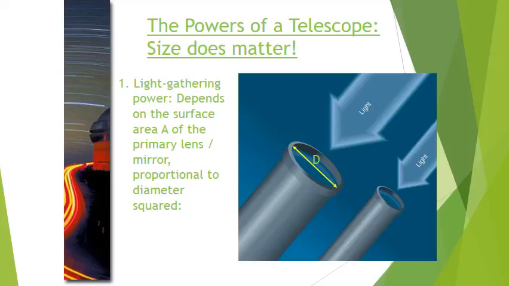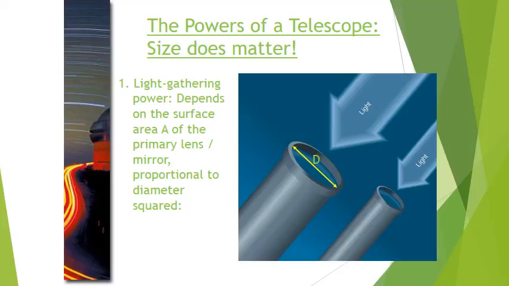So in astronomy, size does matter, in the sense that when you're trying to collect light, it's just like when you're trying to collect rain. If you want to collect a lot of rain, you put out a big old barrel. Same thing with light. Telescopes are essentially buckets for light. If you want to collect more light, you get a bigger telescope.